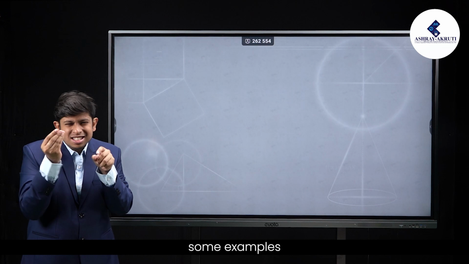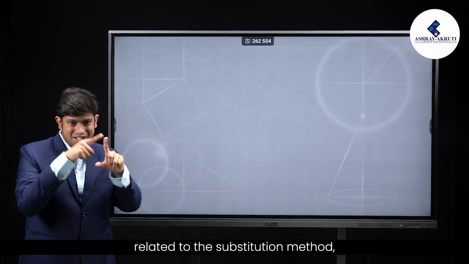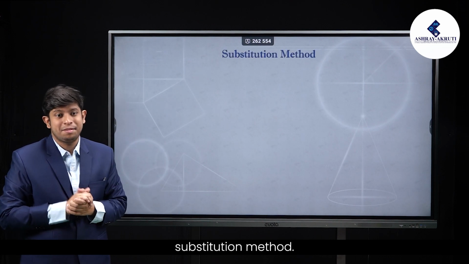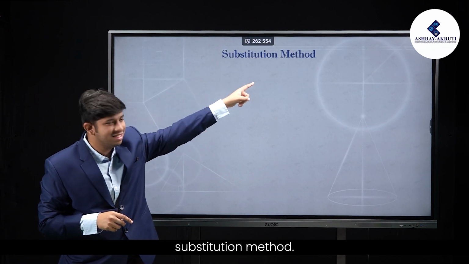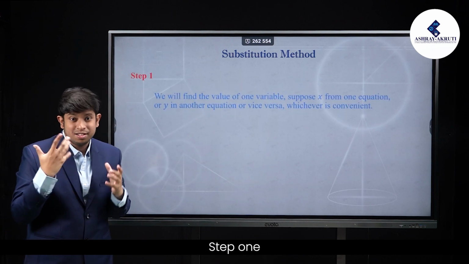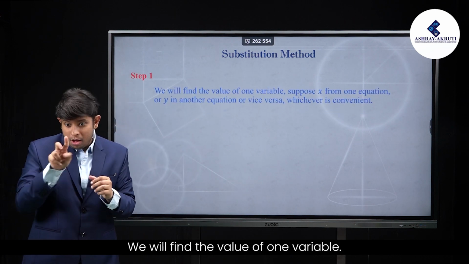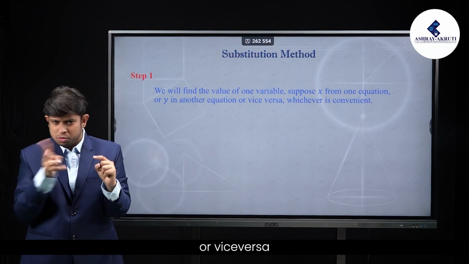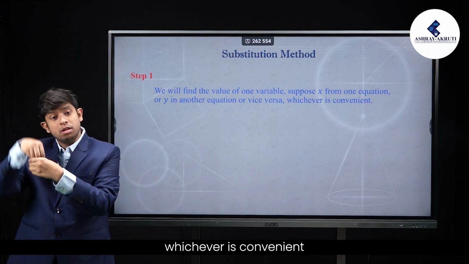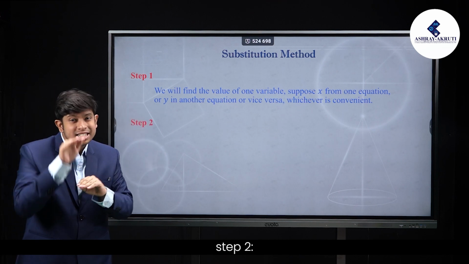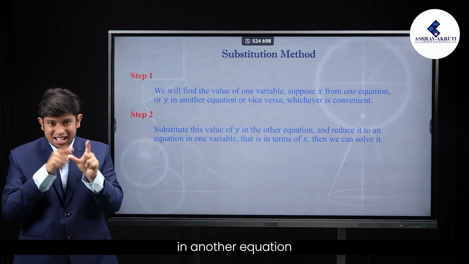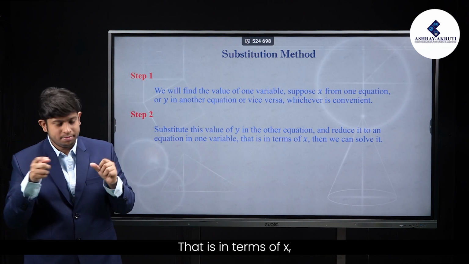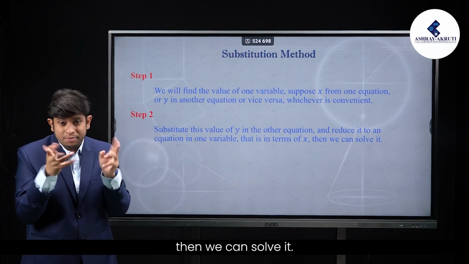Before solving some examples related to substitution method, we will see the procedure in which we do substitution. Substitution method. Step 1. We will find the value of one variable, suppose x, from one equation or y in another equation or vice versa, whichever is convenient. Step 2. Substitute this value of y in another equation and reduce it to an equation in one variable, that is in terms of x, then we can solve it.